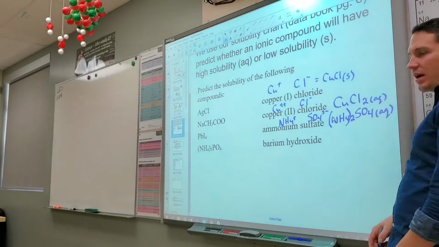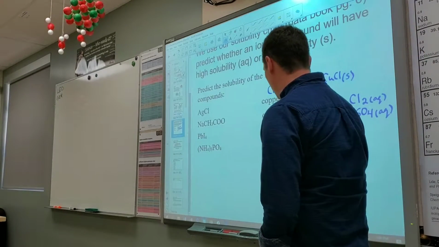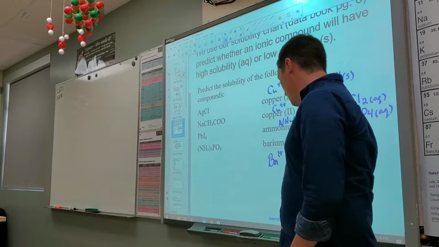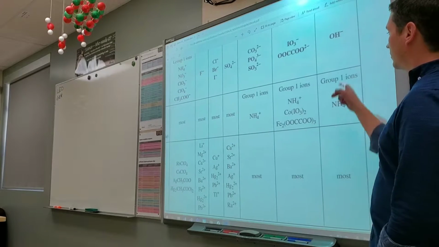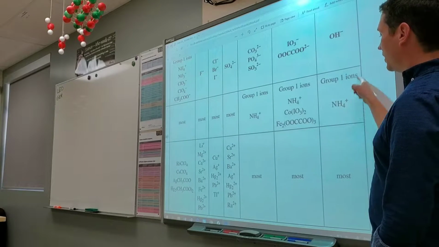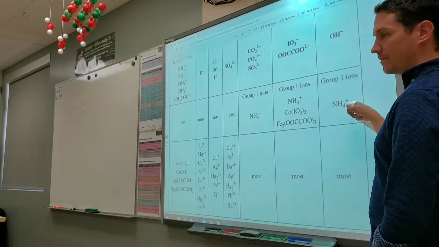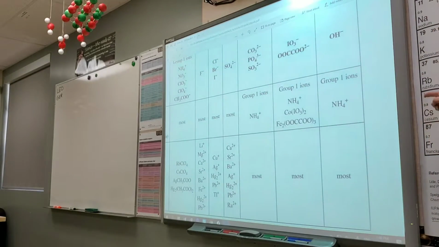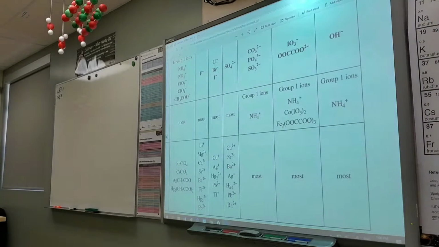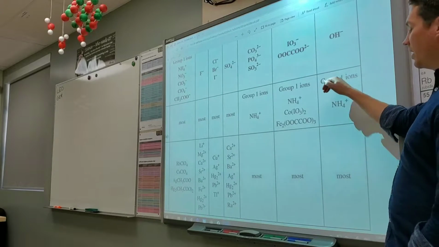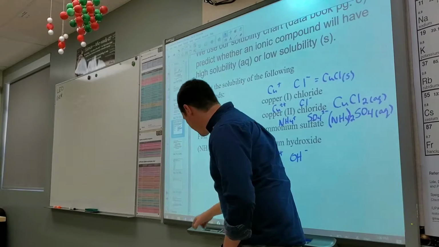Barium hydroxide. Barium is Ba2+. Hydroxide is OH minus. Where is hydroxide? Is barium in here? This is group one. This is group two, right? So barium is down here. Barium hydroxide will not be very soluble.